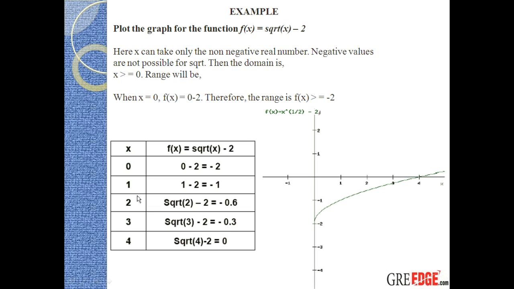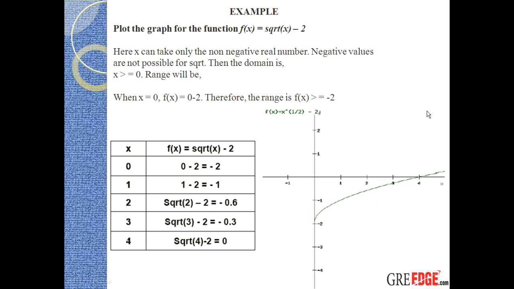Then substitute x as 2. F of x is minus 0.6. Similarly for 3 and 4, you will get minus 0.3 and 0. When you plot these points, you get the graph as shown below.